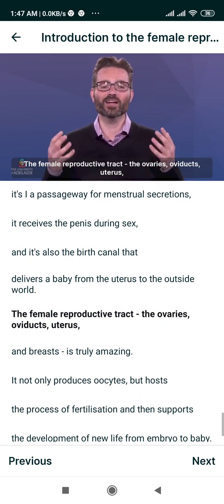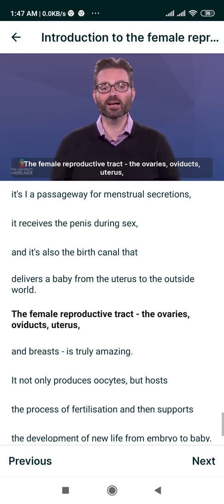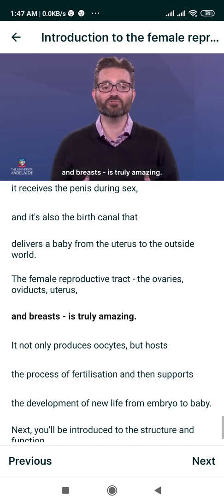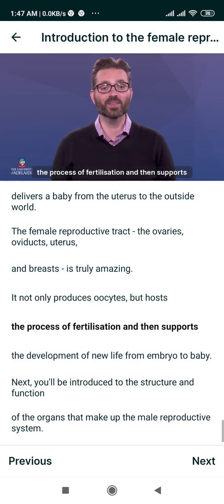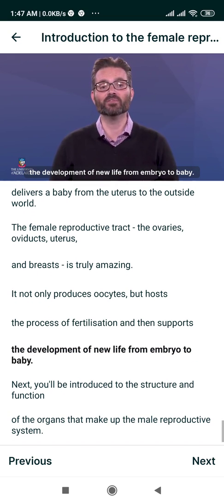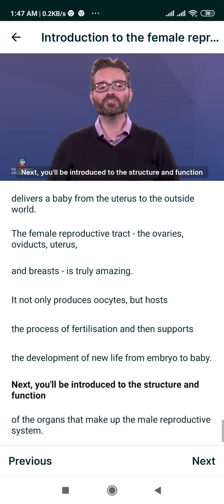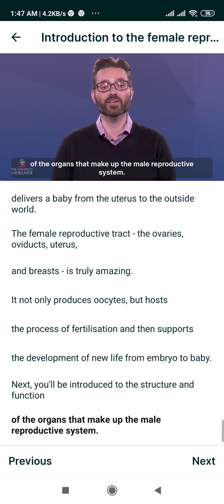The female reproductive tract, the ovaries, oviducts, uterus and breasts is truly amazing. It not only produces oocytes, but hosts the process of fertilisation and then supports the development of new life from embryo to baby. Next, you'll be introduced to the structure and function of the organs that make up the male reproductive system.